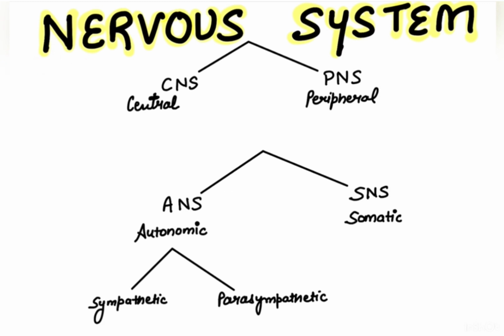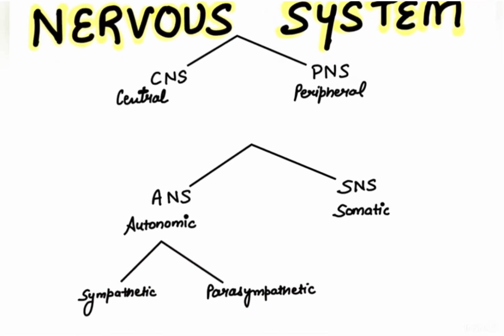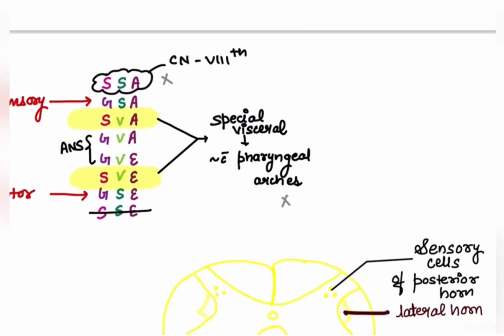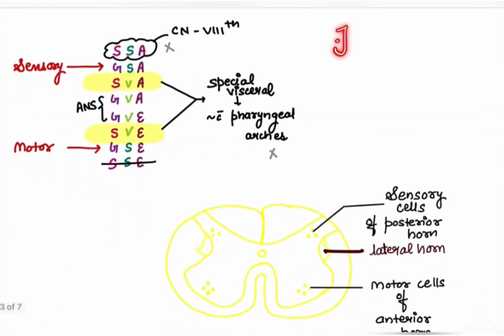So the nervous system is divided into central and peripheral nervous system, or can be divided into autonomic or somatic nervous system, sympathetic and parasympathetic. We won't be going into their physiological aspect as much, but we'll be dealing with what their anatomical locations are and what exactly constitutes them. So first, I would like to discuss the functional component of the nervous system.